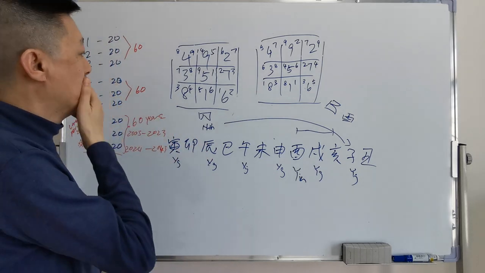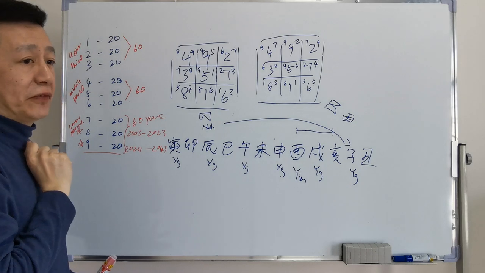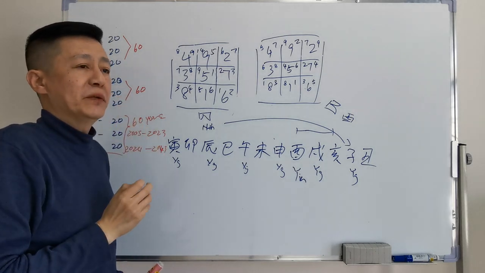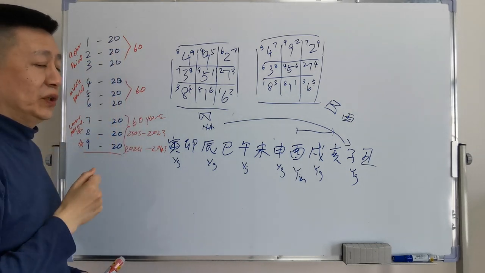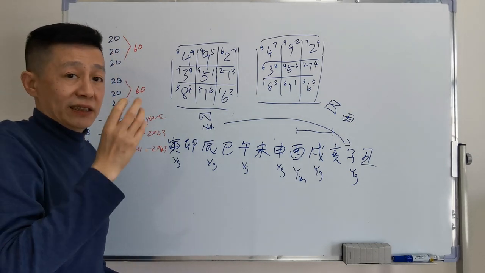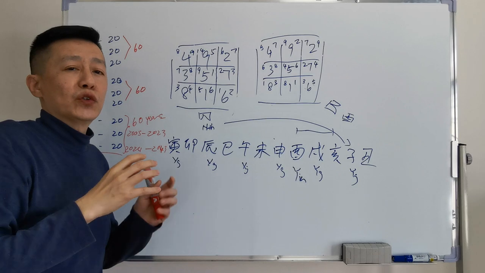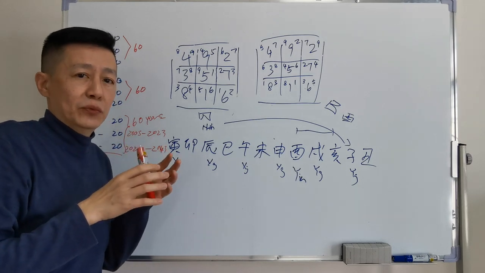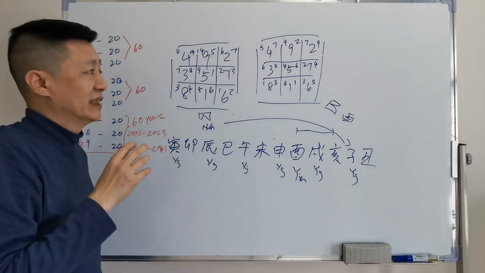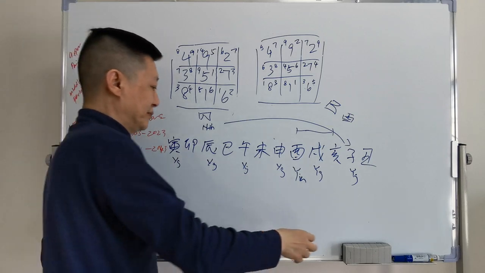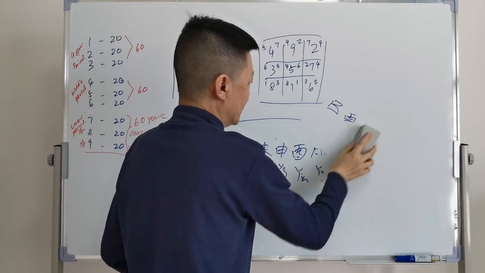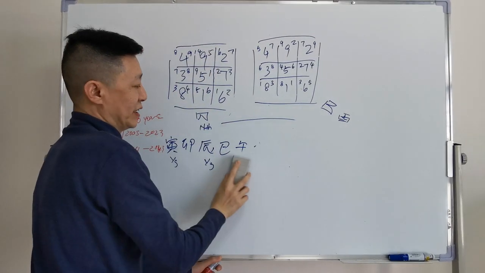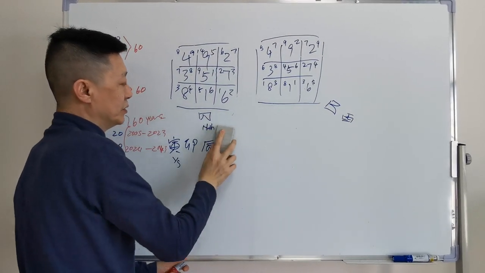This is the point, okay? 20 years is a big time frame. But within the big time frame, you must look into the small time frame, which means you must look into the consolidated jiazi within the 20 years. The consolidation. What do I mean by the consolidation? I'll explain to you.